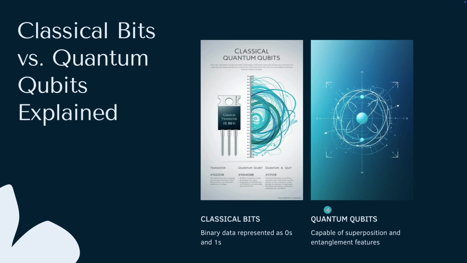Before we jump into new stuff, let's do a quick recap. Classical computers, like your phone or laptop, use bits, which can be either a 0 or a 1. Quantum computers use qubits, which can be both 0 and 1 at the same time. And remember, those three important ideas, superposition, entanglement, and interference, they're what make quantum computers so powerful and weird at the same time.